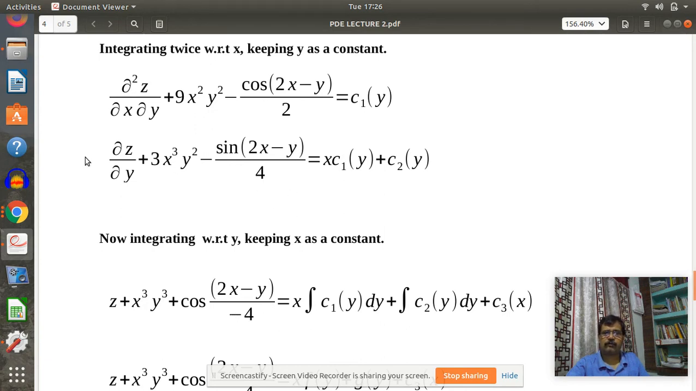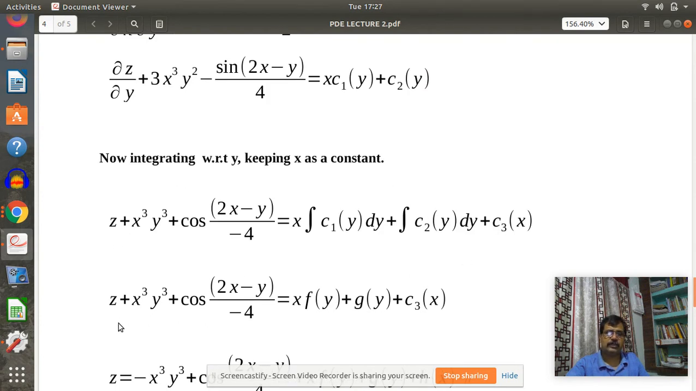Okay, so that is the integral of the left side. On the right side, we are integrating with respect to y, keeping x as a constant. So I take x outside: x into the integral of c1 of y dy plus the integral of c2 of y dy plus the constant of integration, that is c3 of x. So that is the expression.